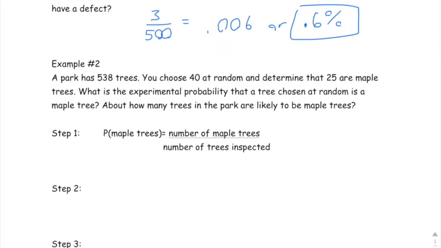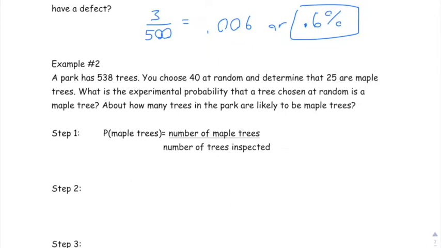Next one here: a park has 538 trees. You choose 40 at random and determine that 25 are maple trees. What's the experimental probability that a tree chosen at random is a maple tree? And then how many trees in the park are likely to be maple trees?